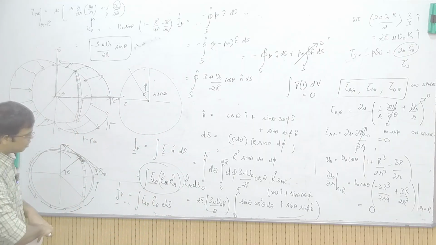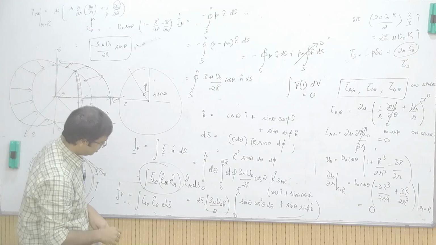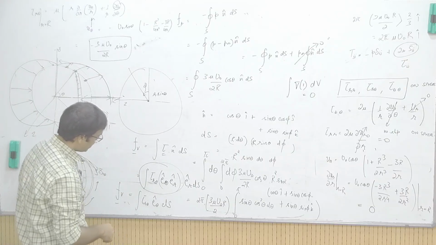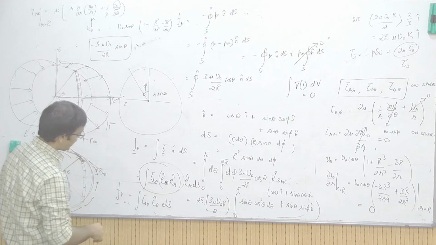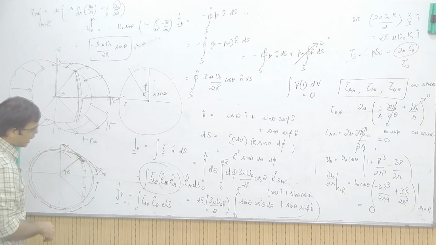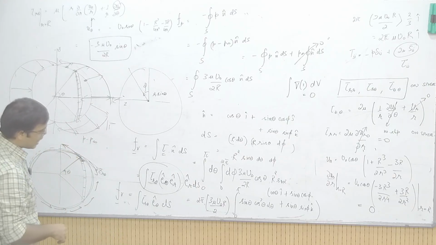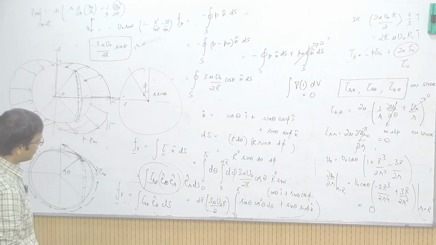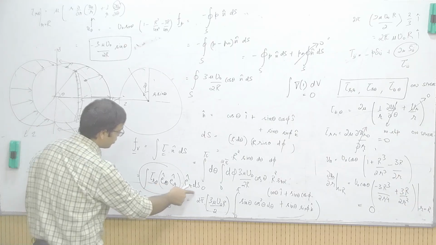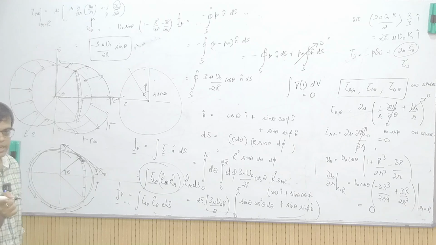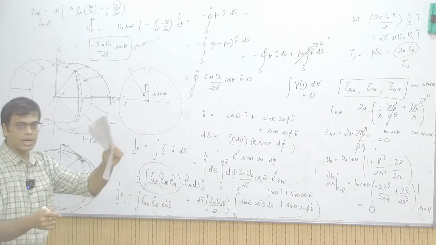This could also have been, instead of e hat theta, e hat r also, because you said that tau r theta can be taken in either of the directions. Yeah, yeah. So there will be two components here, and then check what tau r theta e hat r ds.